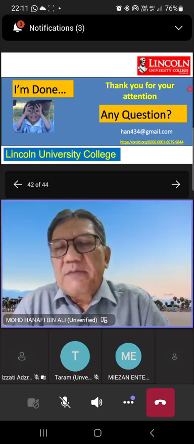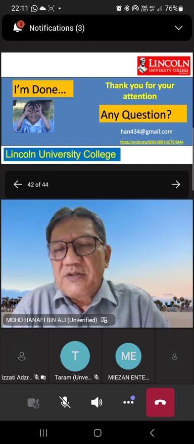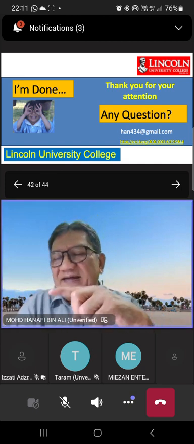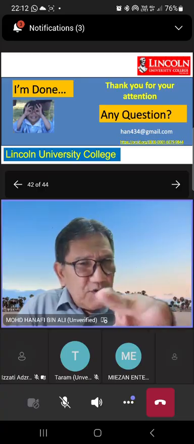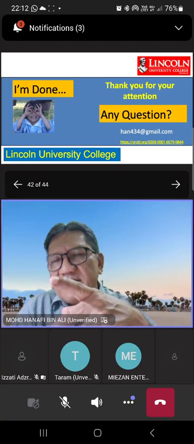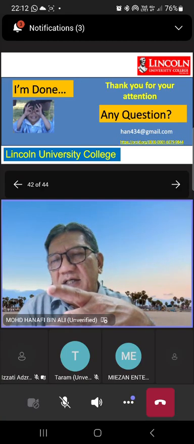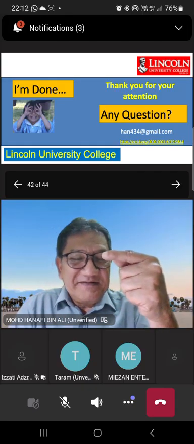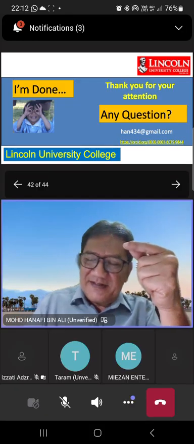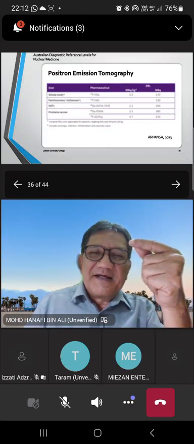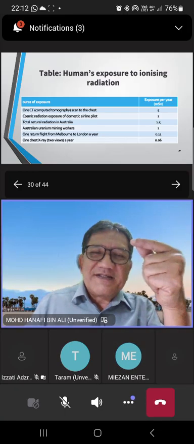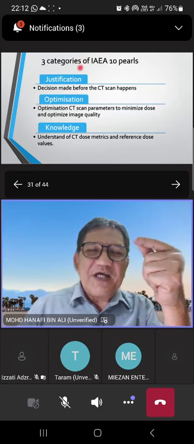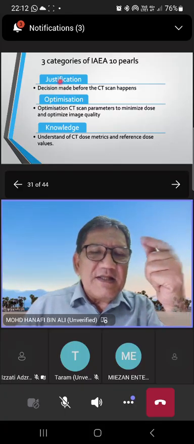When we talk about radiation, yes, but in medicine there is no limit of radiation dose to patients. And we must remember another point, the three points I mentioned. One is optimization, knowledge. Another one is what? Can you remember that? One more, that's three here. Justification. Slide 31.